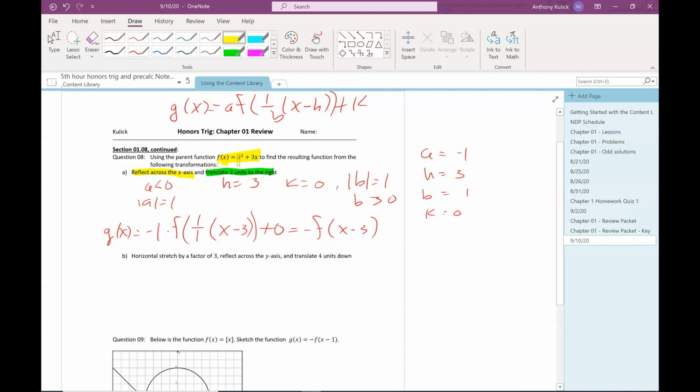Okay. So now I'm going to do that, because I know what f of x is. It's defined as x squared plus 3x. So I'm going to have -1 times the quantity x minus 3 squared plus 3 times x minus 3. Okay with that? So I evaluated this. What I did is I plugged in x minus 3 into f of x. So that's where I get this from. So the -1 times the whole thing.